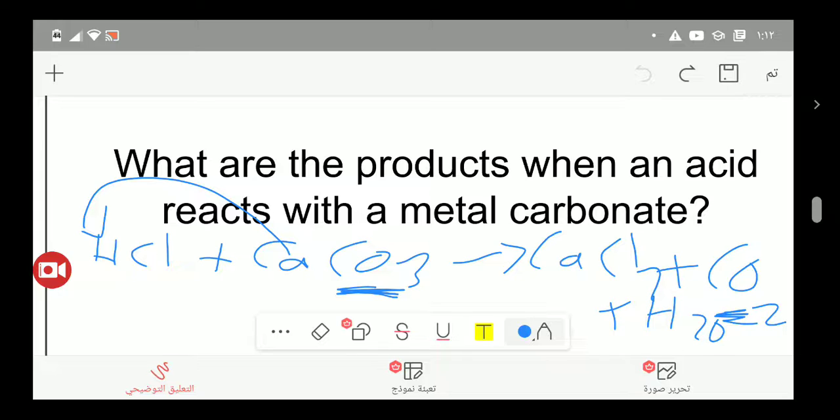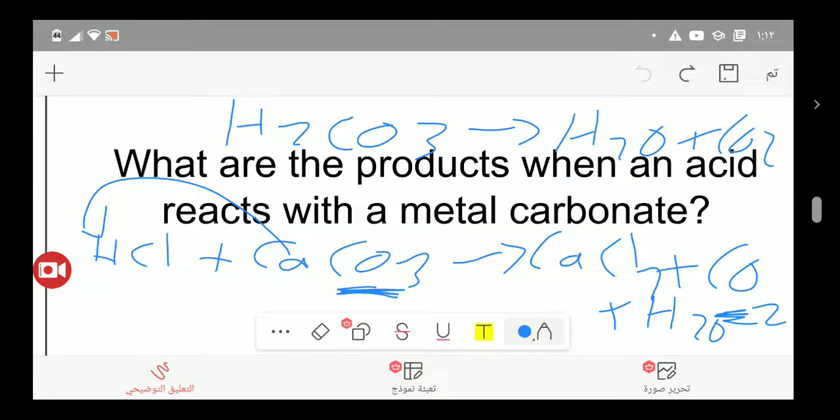In fact, when calcium replaces hydrogen, it forms CaCl2 and H2CO3, which is unstable. It will decompose to H2O plus CO2. But the final equation gives calcium chloride or metal chloride, carbon dioxide and water.